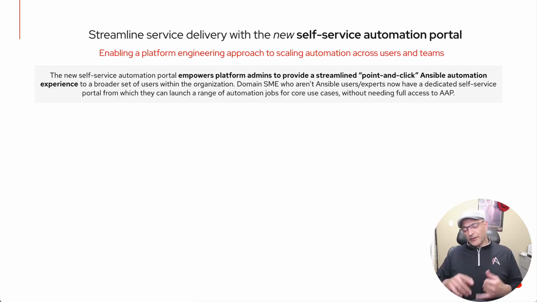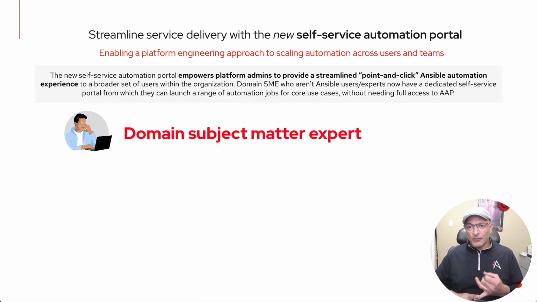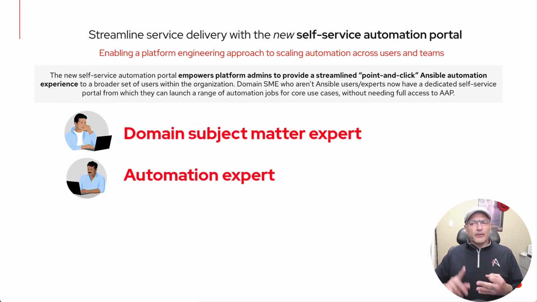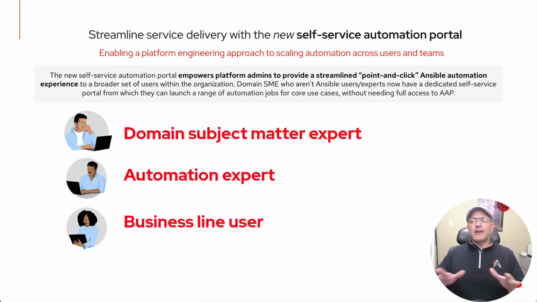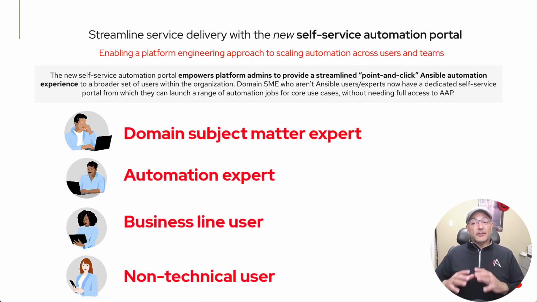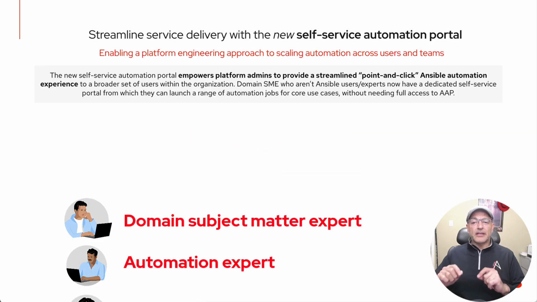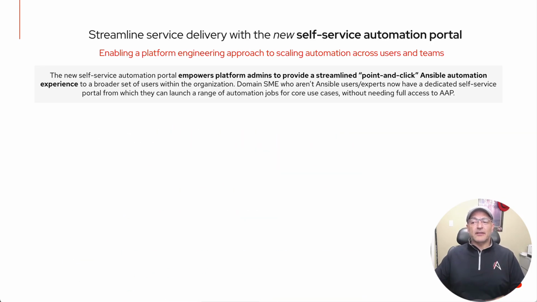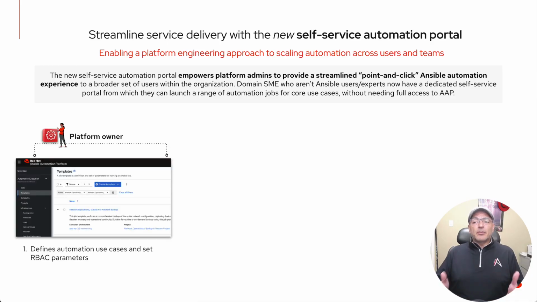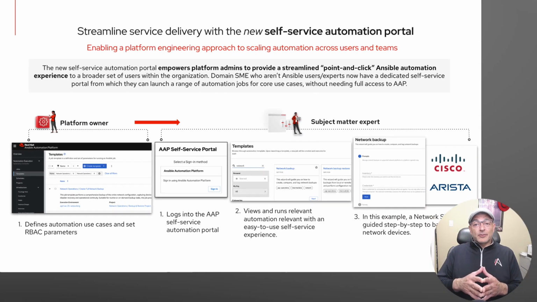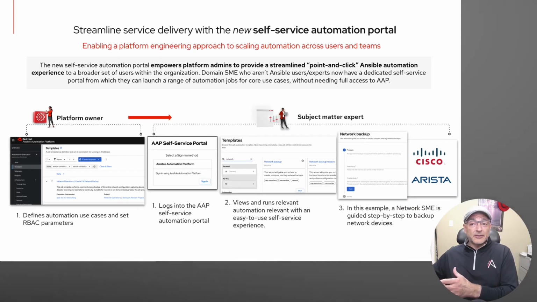persona, whether they're a domain subject matter expert, whether they're an automation expert, whether they're a business line user, or even a non-technical user. Self-service automation makes it easy for them to be able to leverage automation across the entire organization. So how does a platform administrator do this? They leverage Ansible Automation Platform to make this automation content accessible in the self-service automation portal.